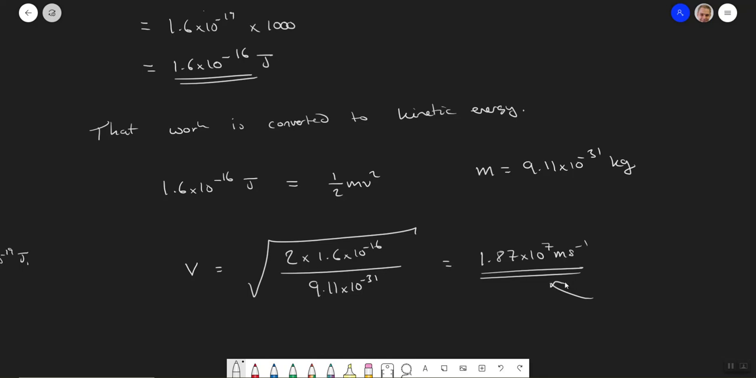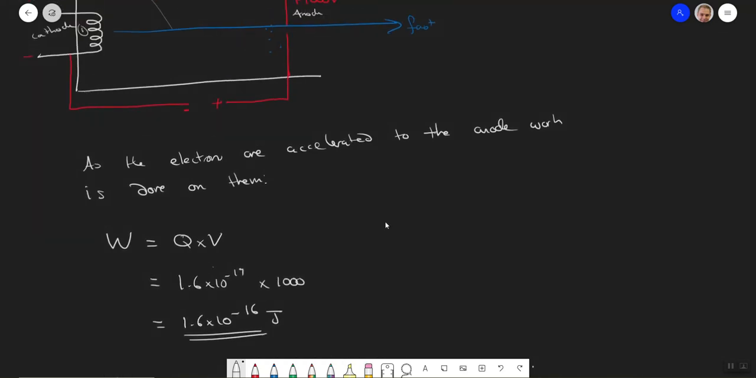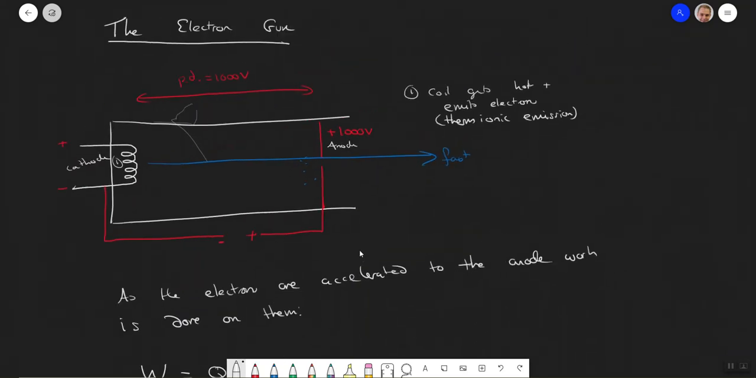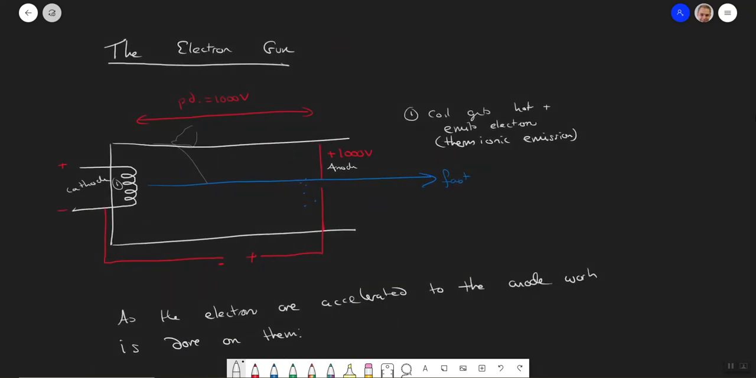This is about 6% of the speed of light. This is how you build a particle accelerator for electrons. It's quite easy, actually. Now, this idea, the electron gun, was at the heart of oscilloscopes, televisions, and lots of various bits of scientific equipment. Essentially you fire electrons at things and you just have a target, whether it's a screen or something to fire at, and that may glow as the electrons strike it.